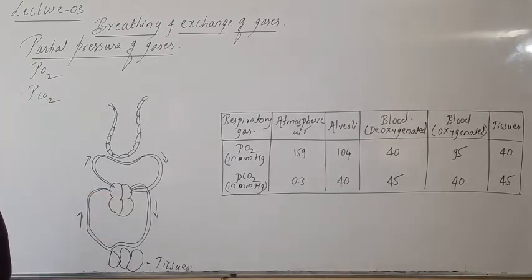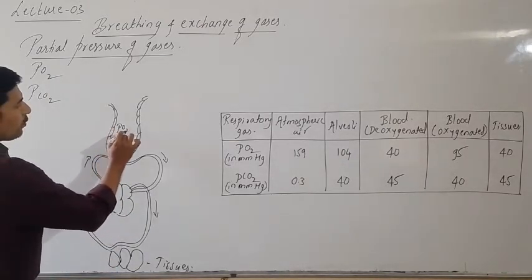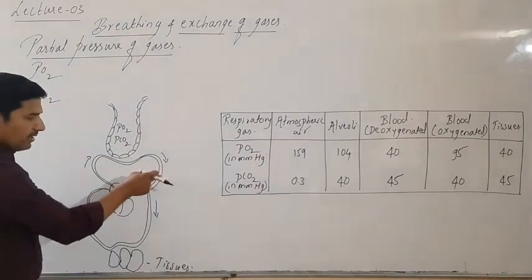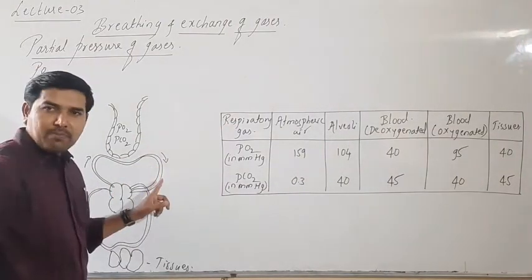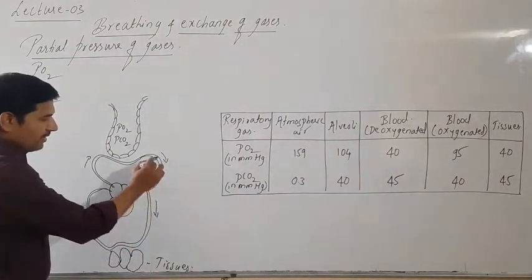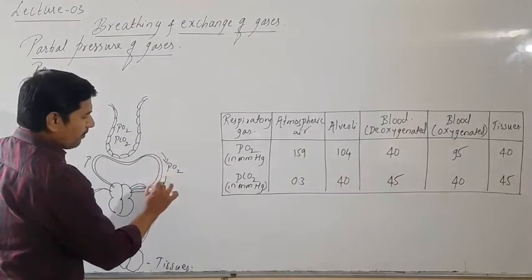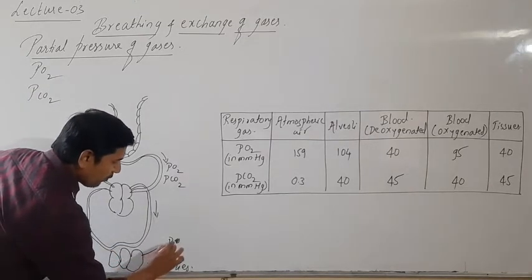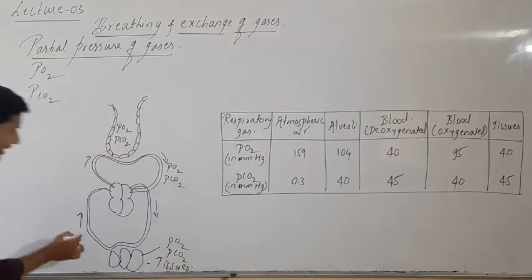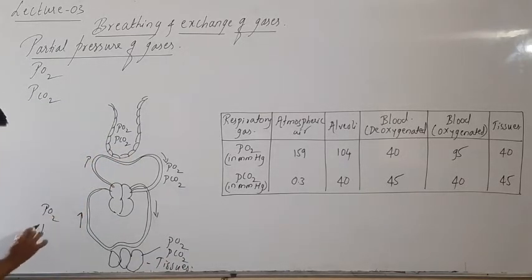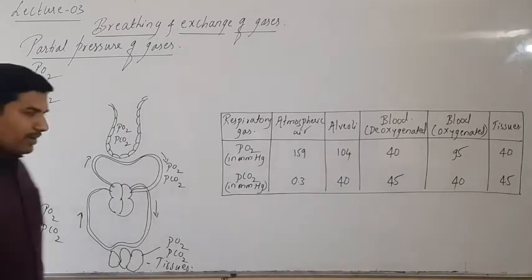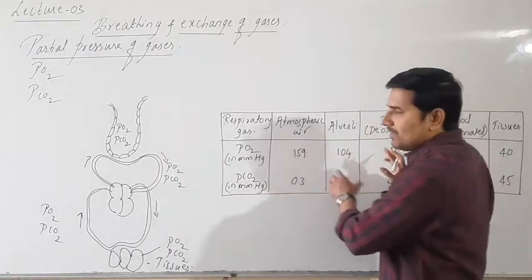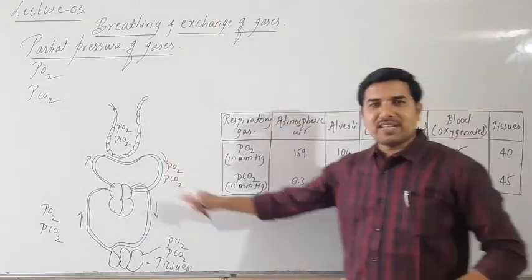Now here we have PO2 and PCO2 levels also. This is in the alveoli. This blood vessel we call the pulmonary vein. This vein has a PO2 and PCO2 level also, and in the tissues we have PO2 and PCO2 levels also. In the deoxygenated blood, here we have PO2 and PCO2 levels also. Now we can easily make out whatever we have written in the chart in this diagrammatic representation.